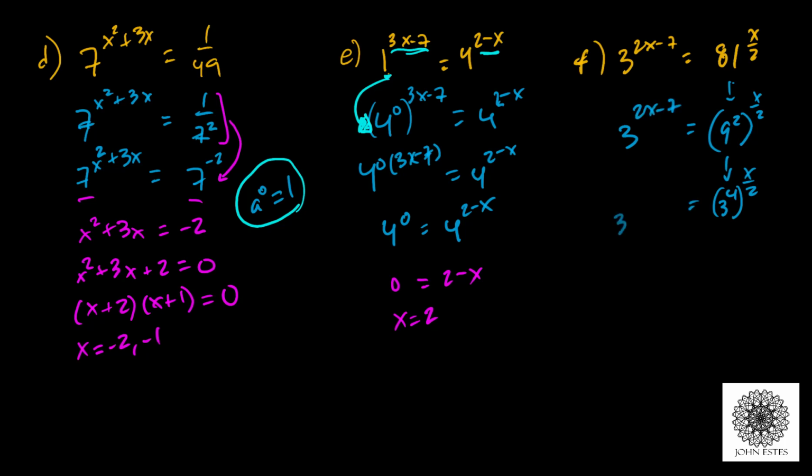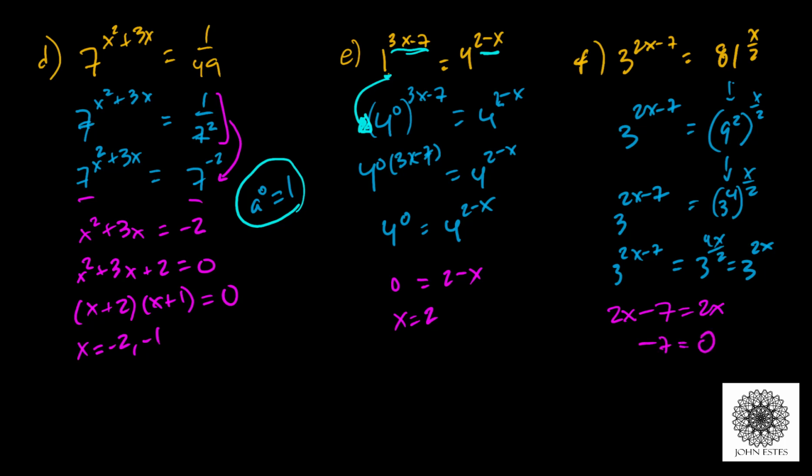So I have 3 to the 2x minus 7 equals 3 to the 4th to the x over 2 power. So that's 3 to the 2x minus 7 power equals 3 to the 4x over 2, which I'll just write here. That simplifies, right, as 3 to the 2x power. So now I can drop my bases and just equate the exponents. So I have 2x minus 7 equals 2x. And when I subtract the 2x's from each side, I get negative 7 equals 0.